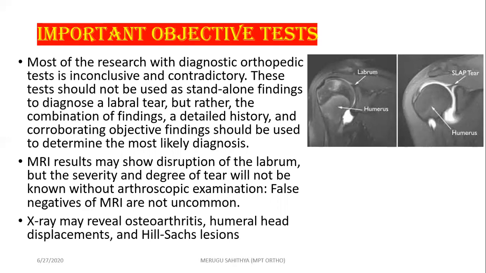MRI results may show disruption of the labrum, but the severity and the degree of tear will not be known without arthroscopic examination. So false negatives of MRI are not uncommon. X-ray may reveal osteoarthritis, humeral head displacement, and Hill-Sachs lesions.